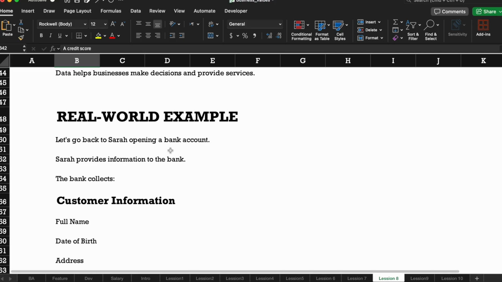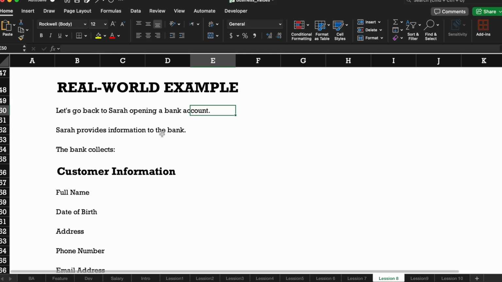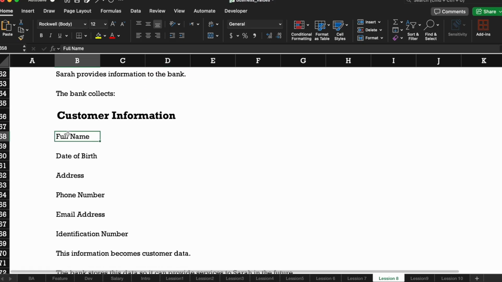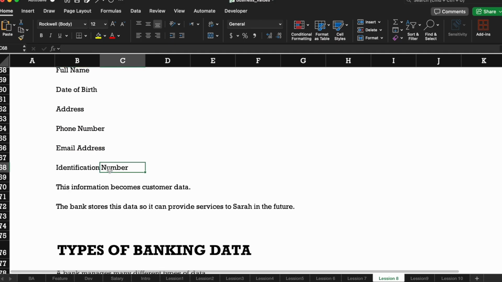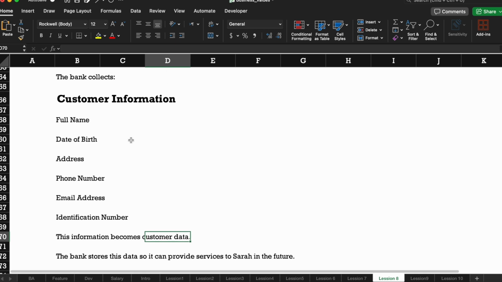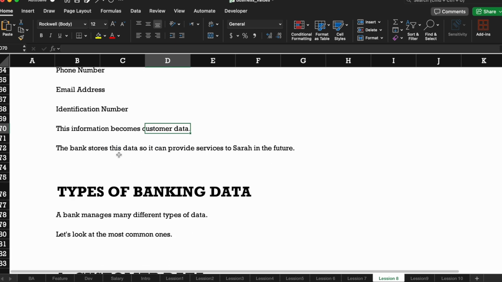So, a real-world example: let's go back to Sarah opening a bank account. Sarah provides information to the bank. The bank collects customer information: full name, date of birth, address, phone number, email, identification number. This information becomes customer demographics, we can say. The bank stores this data so it can provide service to Sarah in the future.